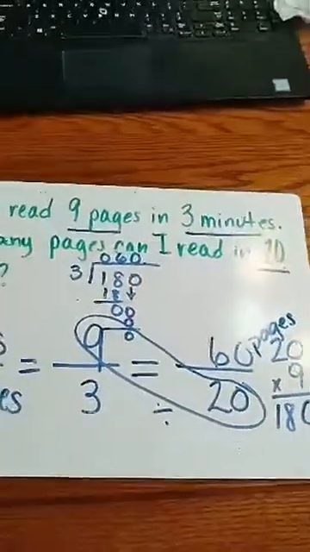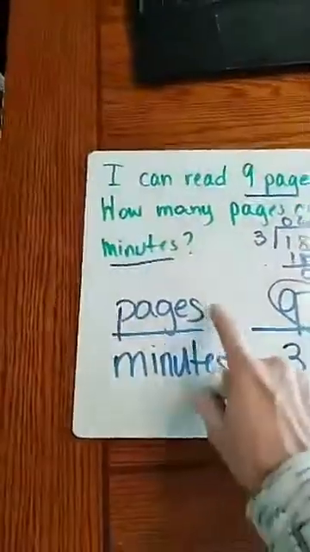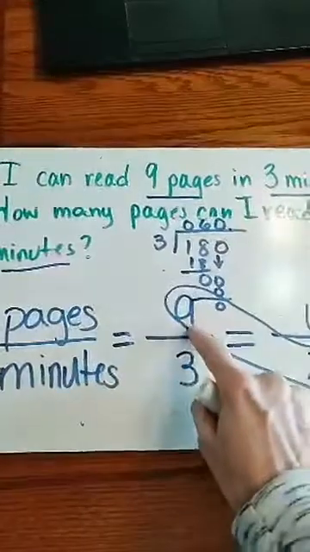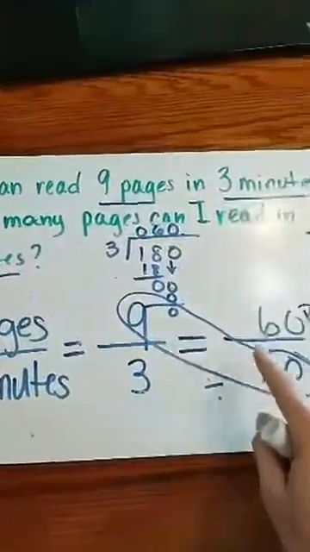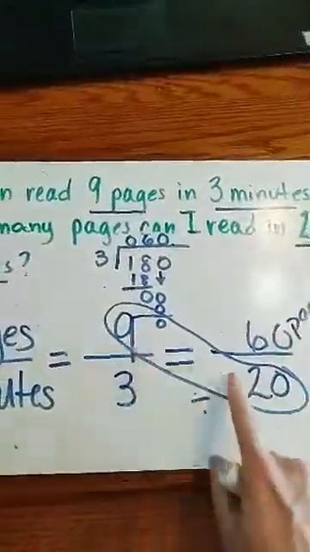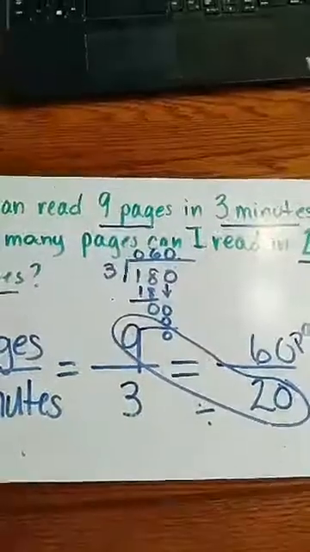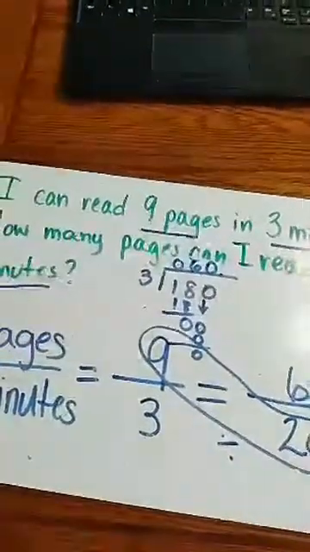Remember, guys, set up your ratio with your words. Put in what you know, and cross multiply, then divide.